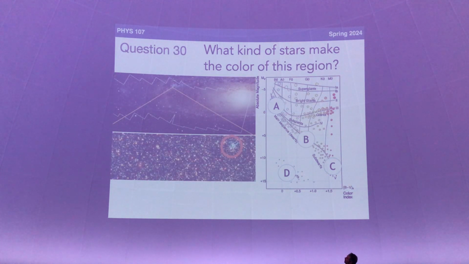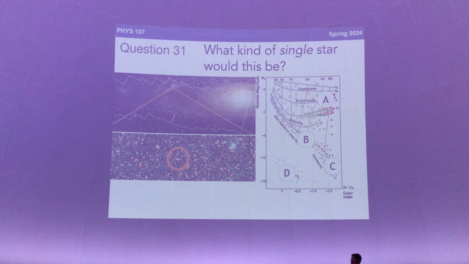All right, if I now look at it in real good detail with Hubble, and I take a little picture here, and I've got a clump of these stars, what kind of stars make the color of this region? What are those? 1, 2, 3, what are O stars? All right, I've got a single star here. What kind of star would that be? Is that B star, C star, D star, A star here? A, B, C, D. A. It's red and it's giant, so it's over there. It's region A here.